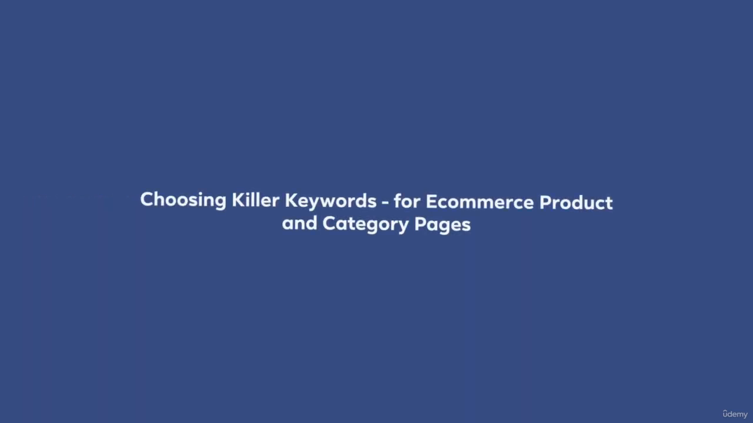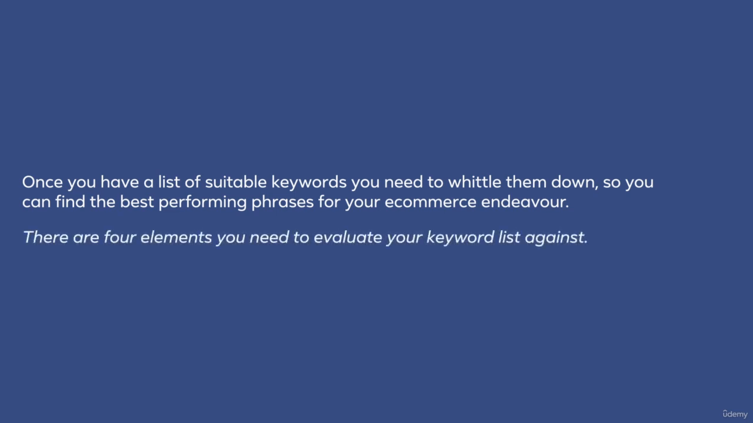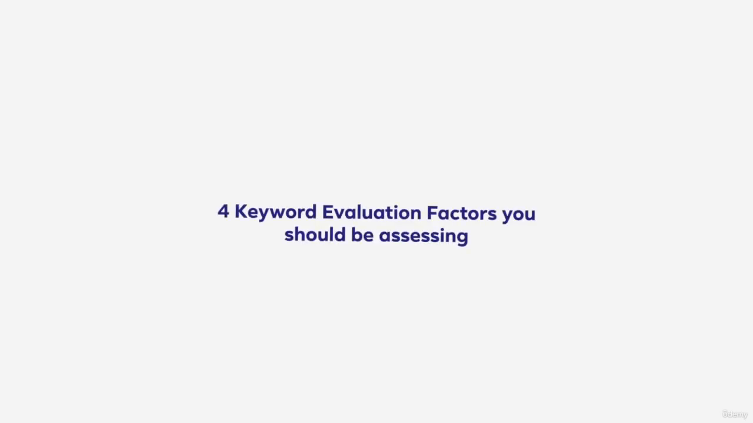Choosing killer keywords for e-commerce product and category pages. Once you have a list of suitable keywords, you need to whittle them down so you can find the best performing phrase for your e-commerce endeavor. There are 4 elements you need to evaluate your keyword list against. 4 keyword evaluation factors you should be assessing.